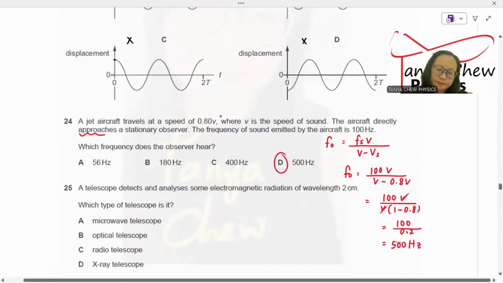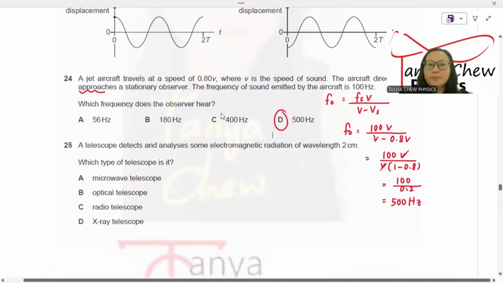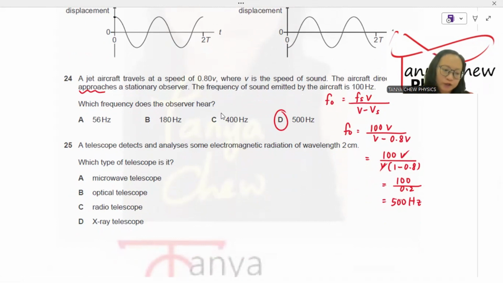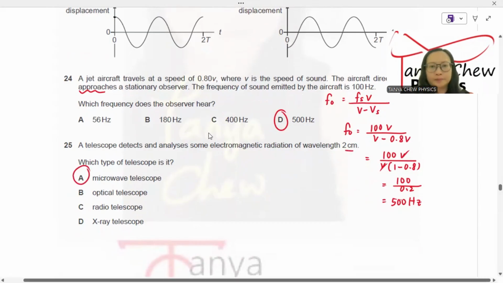D is the answer. Now, number 25, a telescope detects and analyzes some electromagnetic radiation of wavelength 2 cm. Which type of telescope? This is in cm, 2 cm, this is microwave.